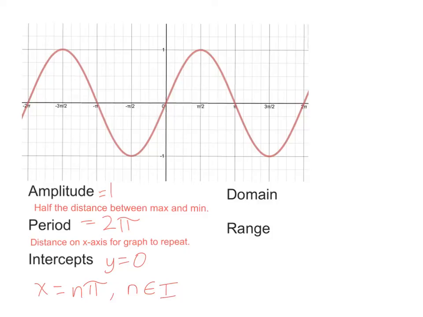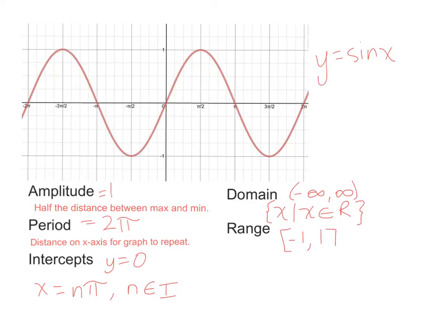All real numbers, right? So you could do negative infinity to infinity, or you could say x such that x is an element of the set of real numbers if we're calling this y equals sine x. If you're calling it y equals sine theta, then those x's would have to be thetas. And the range of this one? Yeah, less than 1 and greater than negative 1. So you could say it as negative 1 to 1, or y such that negative 1 is less than or equal to y is less than or equal to 1.